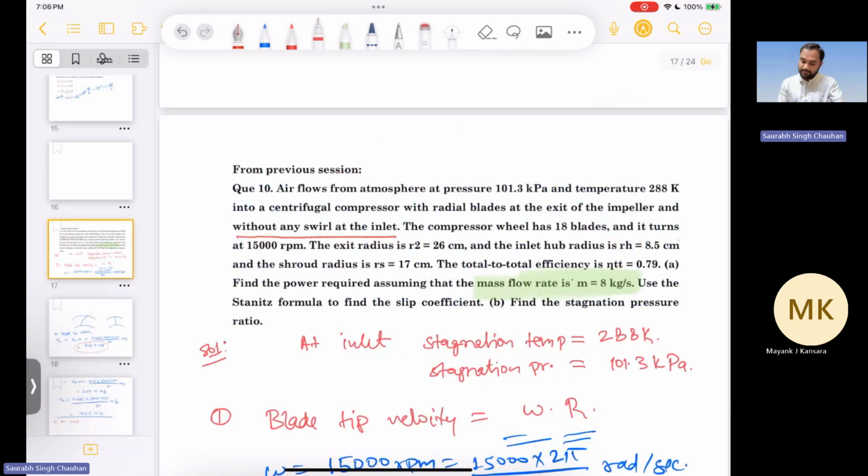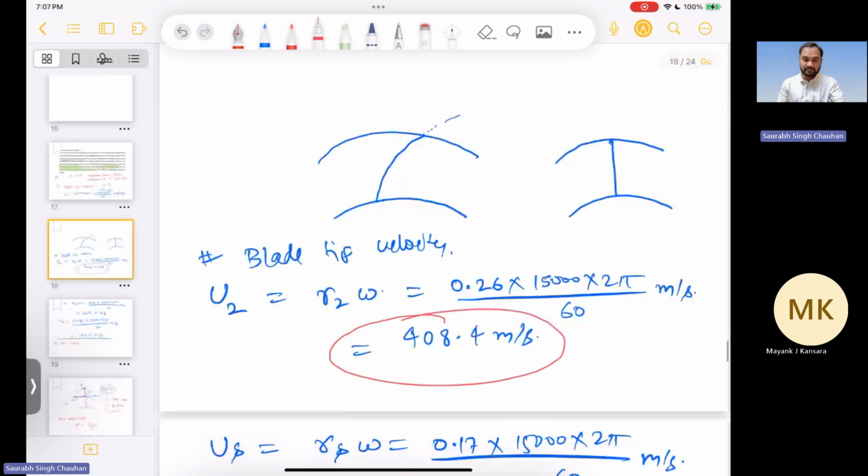So this was the first part of the question. Power required we had to calculate, and we have calculated it. Mass flow rate was given, and we used the specific work formula. Now we have to find the stagnation pressure ratio. So what is the stagnation pressure ratio?